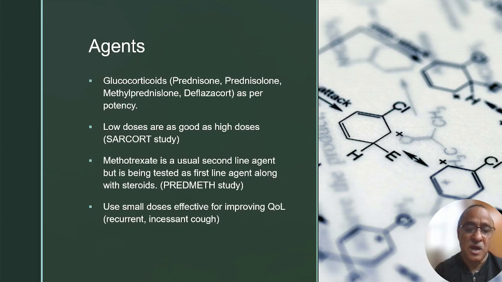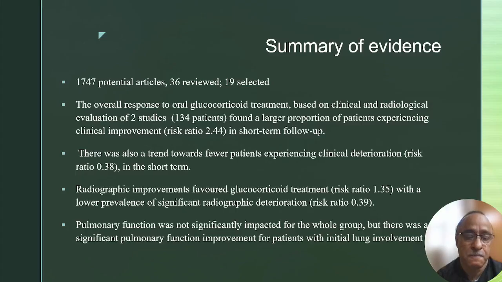Low doses have been found in recent studies to be as good as high doses. Methotrexate is a usual second-line agent, but is being tested as a first-line agent, along with or without steroids, in the PREDMET trial. Small effective doses must be used for improving quality of life. For example, if a patient has a recurrent incessant cough, you've got to go to the lowest dose required.